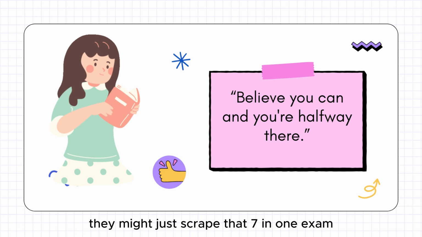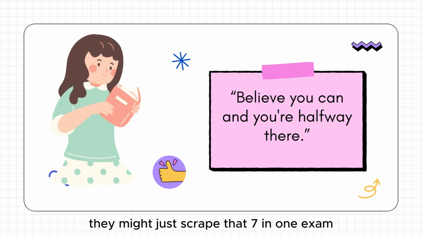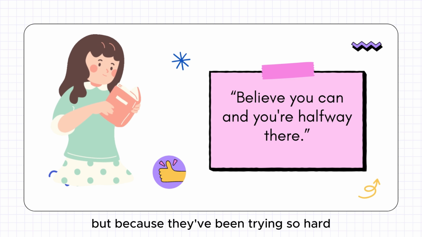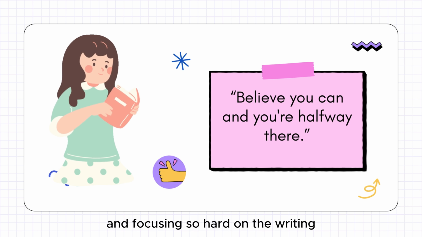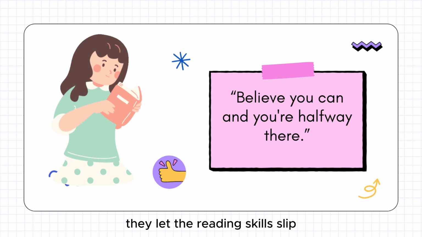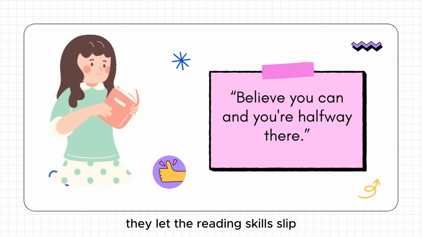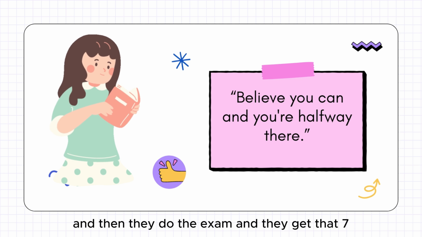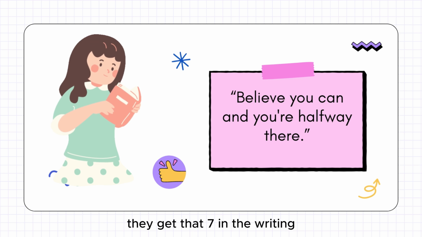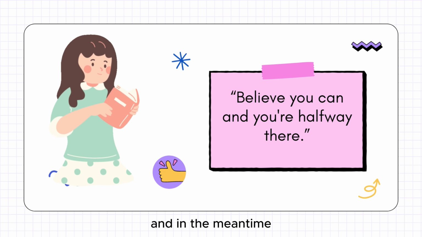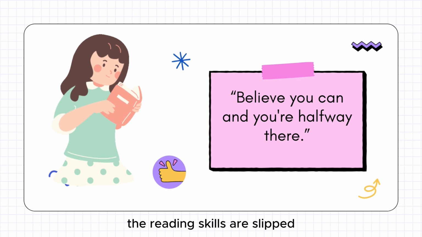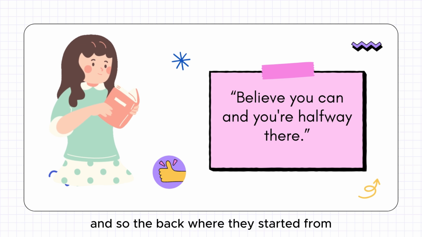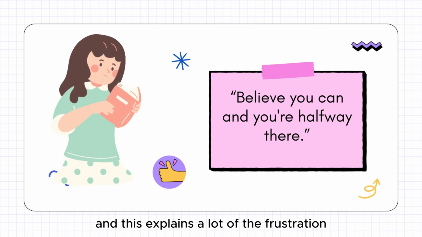Now, a lot of students, they'll aim for a 7. They might just scrape that 7 in one exam. But because they've been trying so hard and focusing so hard on their writing, they let their reading skills slip. Or they just totally neglected their speaking skills. And then they do the exam and they get that 7 in the writing. And in the meantime, their reading skills have slipped. And so they're back where they started from, and this explains a lot of the frustration.